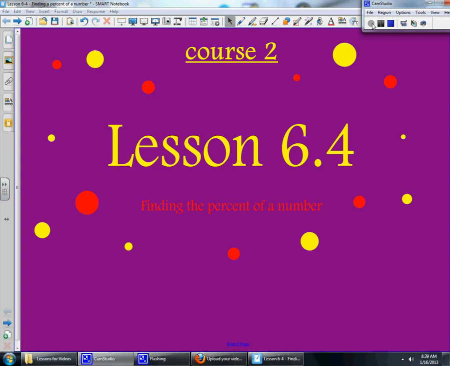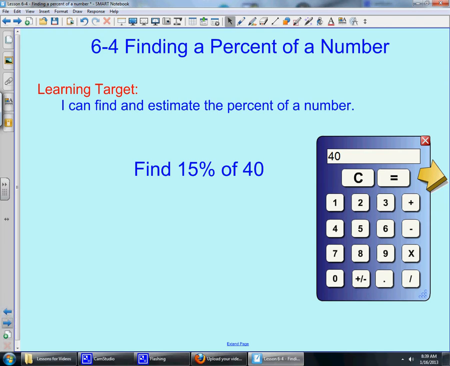This is Course 2, Lesson 6.4, Finding Percent of a Number. Get your notebooks out and get ready to take some notes. Today's learning target is, by the end of this lesson, you're going to be able to find and estimate the percent of a number.